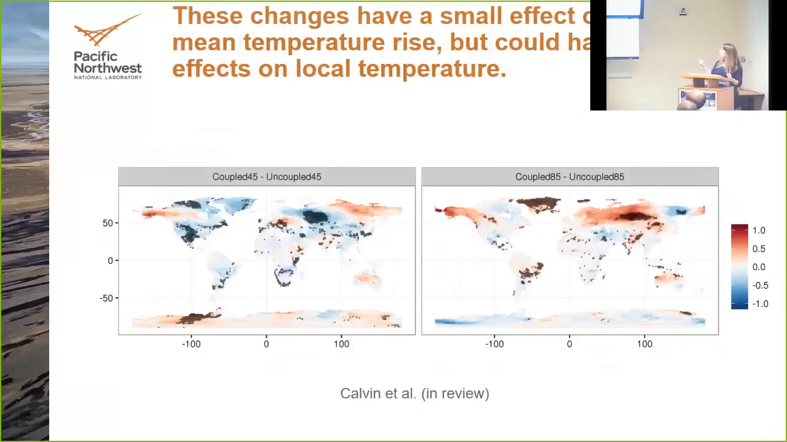But when you start to look at local temperature changes, and here the stippling is indicating that it's significant, you do see significant changes in some areas. Some of these have to do with exactly the land use change you're doing there. Some of them have to do with teleconnections, where you are getting differences that can be significant, as much as 1 degree Celsius depending on where you are. And so that's what we're looking into now.